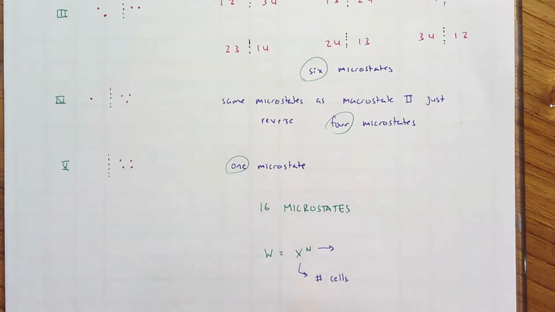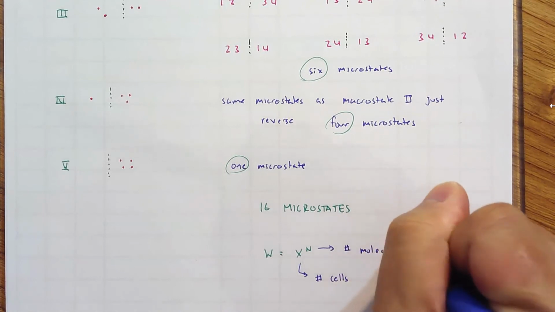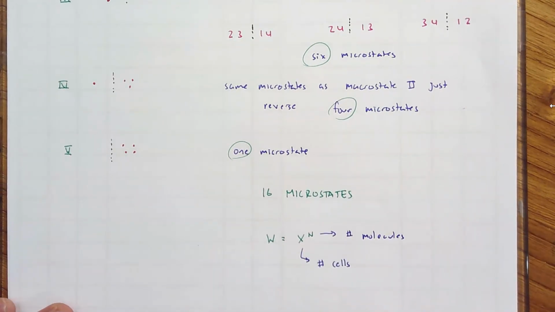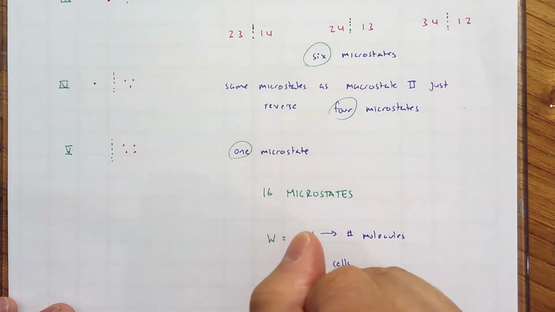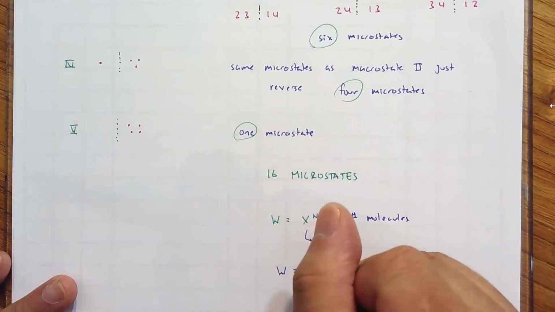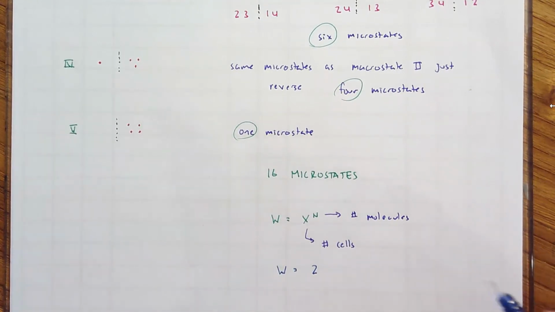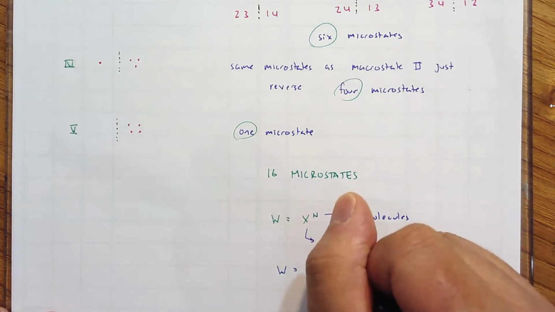Anyway, n is the number of molecules. Okay, I think that worked out, because what do we have here? W equals 2 cells. Oh, I hope it works out actually. Is that the right number of cells? Yep, number of molecules.